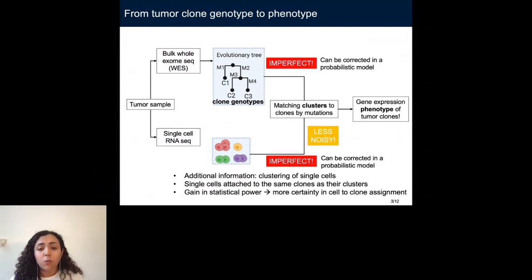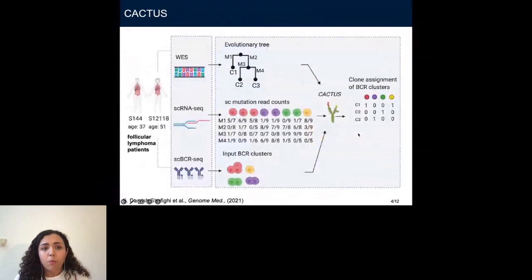But there are some other problems as well. First of all, you know that evolutionary tree can be imperfect, but we are correcting this evolutionary tree inside our probabilistic model. Also, the clusters of the cells can be imperfect as well, and we are correcting these clusters inside the model as well. And after this matching, we can get the gene expression phenotype of the tumor clones. But this is the overview of the CACTUS.